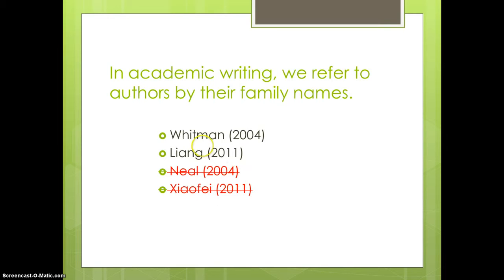So, in academic writing, we refer to authors by their family names. So, for example, you might cite something as Whitman 2004 or Liang 2011, but not Neil 2004 or Xiaofei 2011. No, not 20,000. 2011. Yeah.